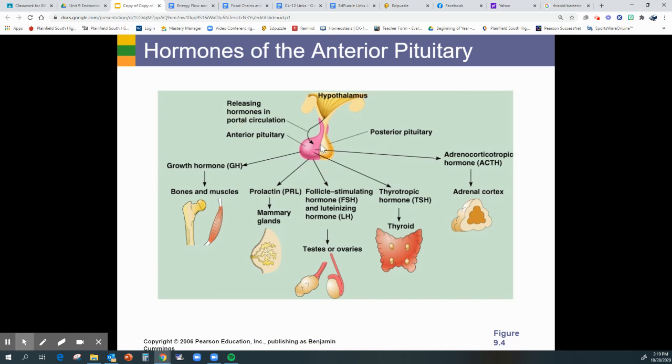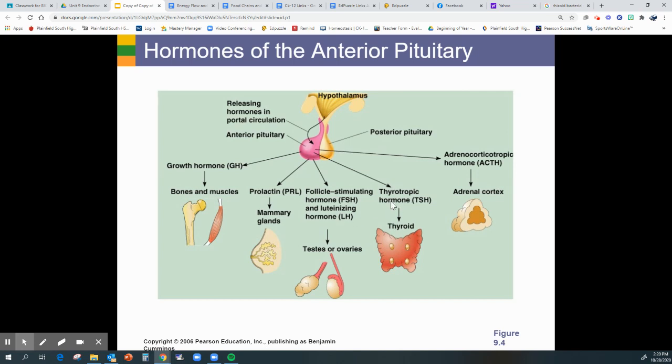There's 6 in total. So you have what's called growth hormone, which is GH. That's responsible for growth of both bones and muscles. You have another one which is referred to as prolactin, or PRL, which is responsible for stimulation of the mammary glands to produce milk. The follicle stimulating hormones, so there's 2 that actually stimulate the testes and ovaries. One is called the follicle stimulating hormone, or FSH, and then there's another one called the luteinizing hormone, or LH. We'll go over these in just a second.